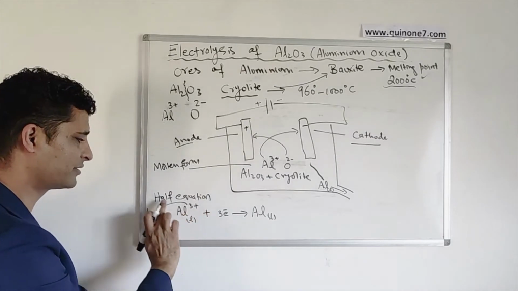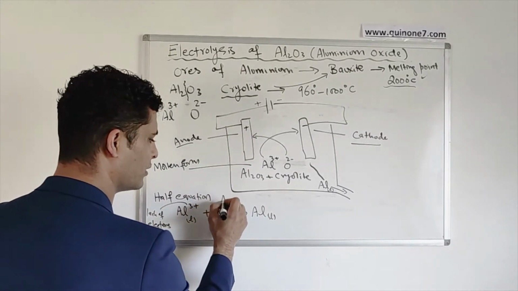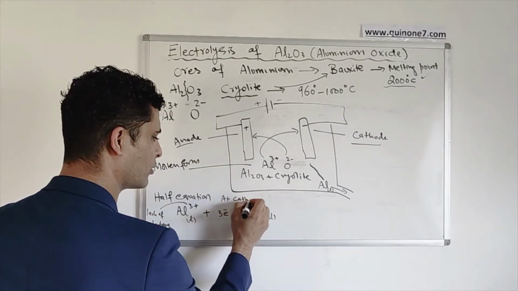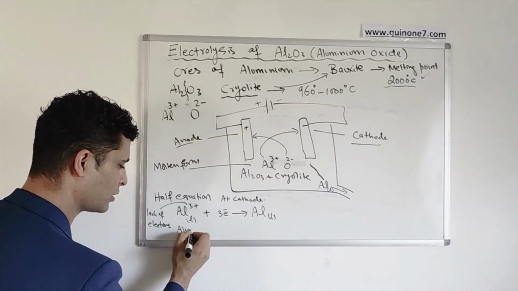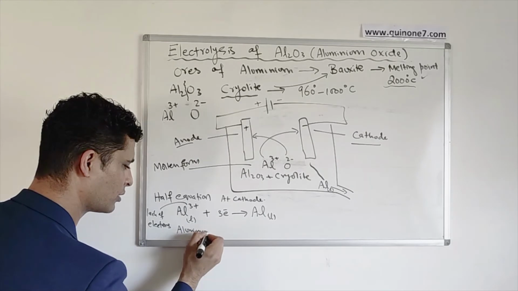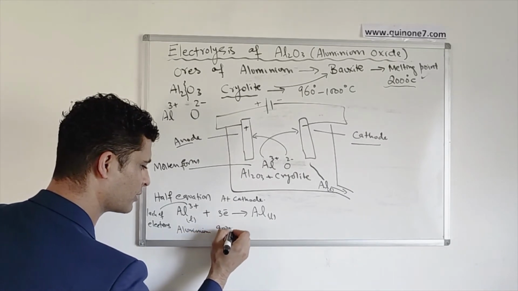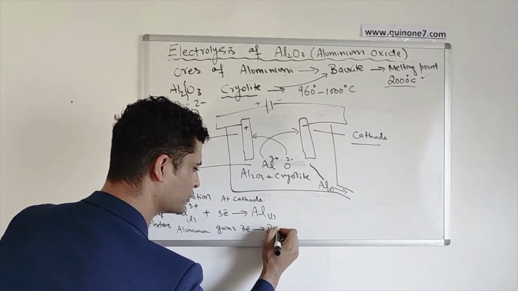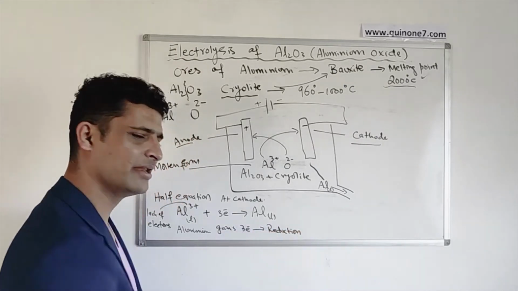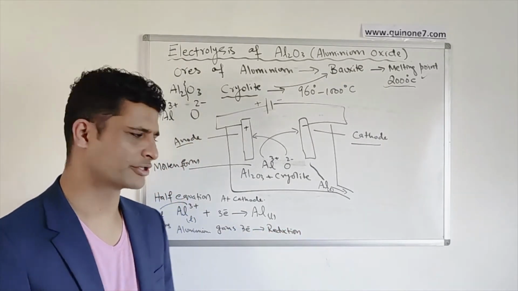So at the cathode, aluminium gains 3 electrons, which is called reduction. In chemistry, anything which gains electrons is called reduction.